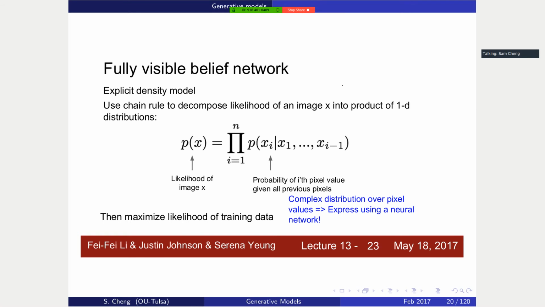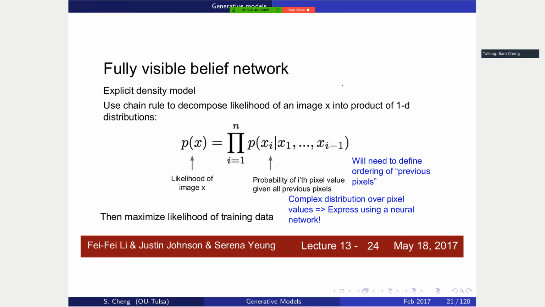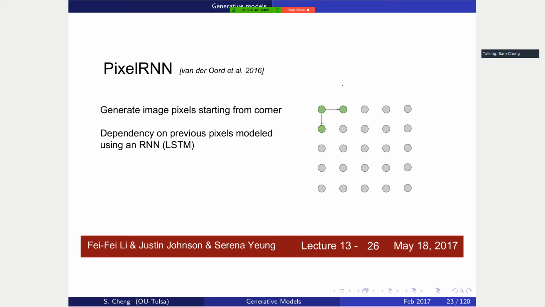And we can model these conditional probabilities either using a CNN or RNN. For example, with a pixel RNN, I can generate from one pixel and then go through each of these pixels. So this pixel will depend on this one and this one. So we can build a network where, whenever this one is generated, this one will depend on it.